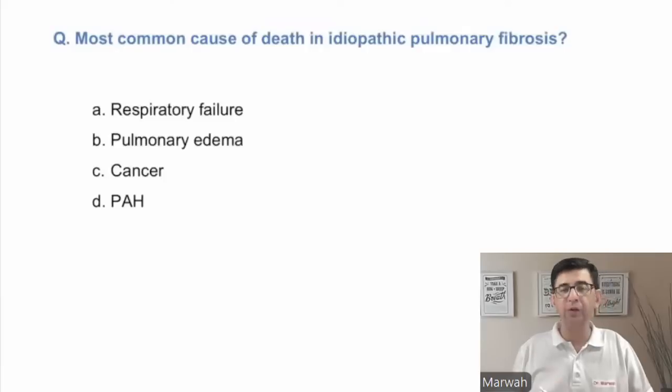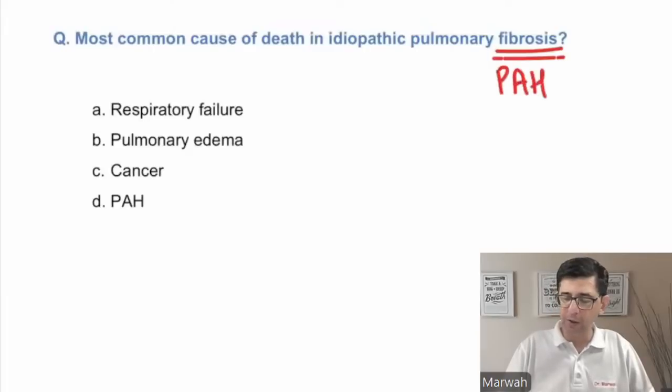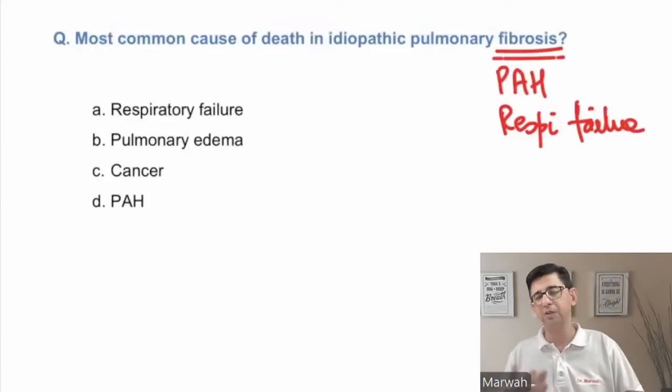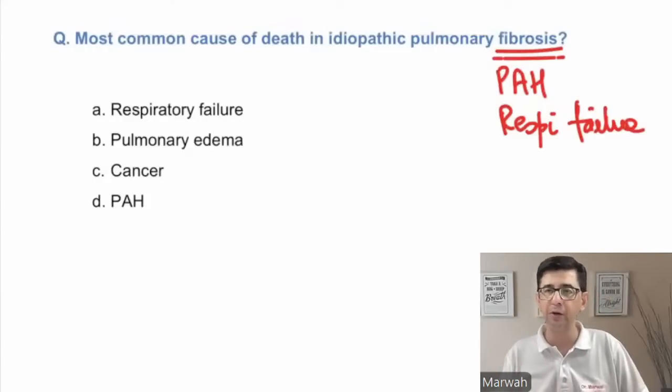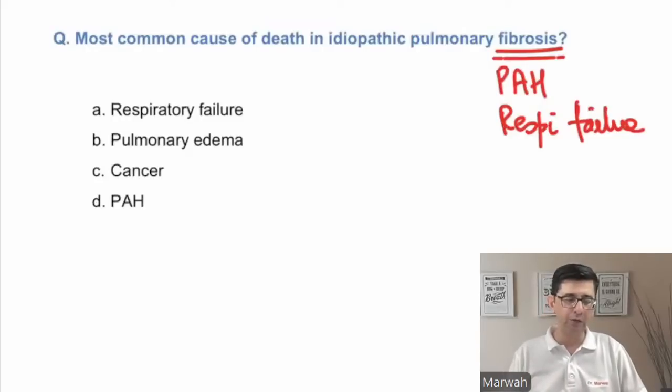Most common cause of death in idiopathic pulmonary fibrosis. All lung diseases will cause pulmonary artery hypertension. And then pulmonary artery hypertension will ultimately cause respiratory failure in a patient. COPD also has pulmonary artery hypertension, idiopathic pulmonary fibrosis and restrictive lung disease will also have pulmonary artery hypertension. But ultimately, in all of these patients, there would be a development of respiratory failure.